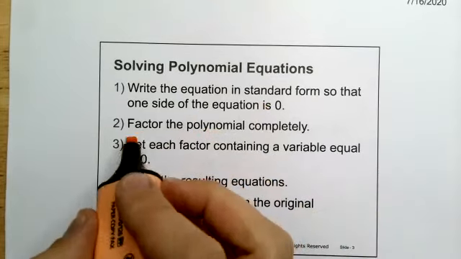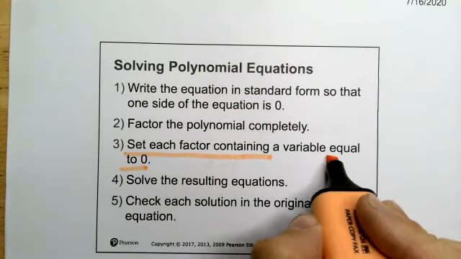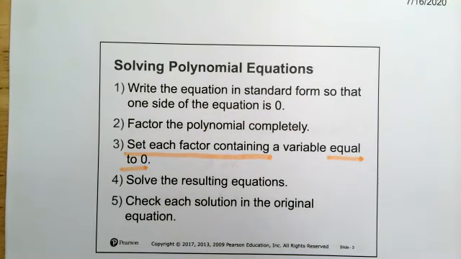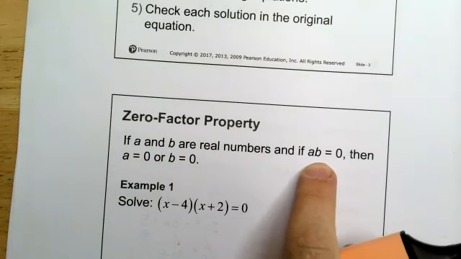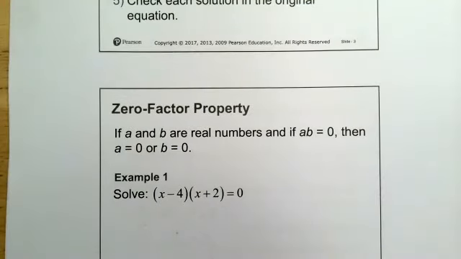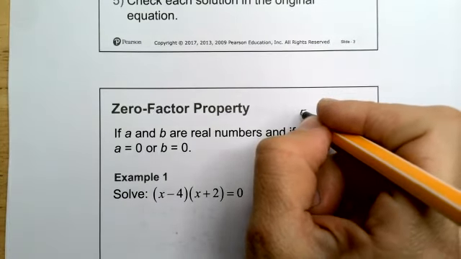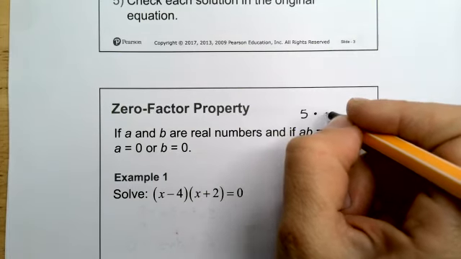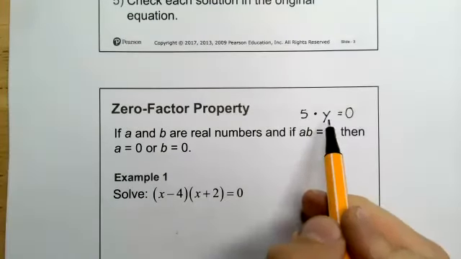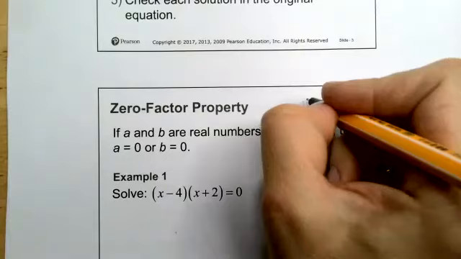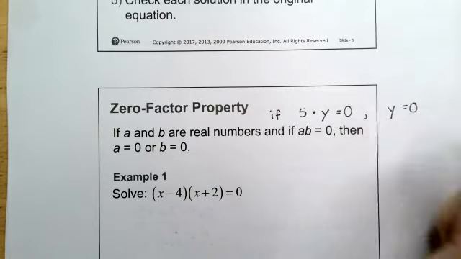So why, after we factor it, do we set each of the pairs equal to 0? Because of this rule. If A and B are real numbers, and if A times B equals 0, then A equals 0 or B equals 0, right? So there's no situation where you have 5 times Y equals 0, right? There's no other number that Y can be except 0. So we can say if 5 times Y equals 0, Y equals 0, right?